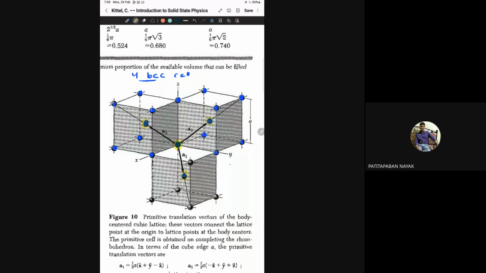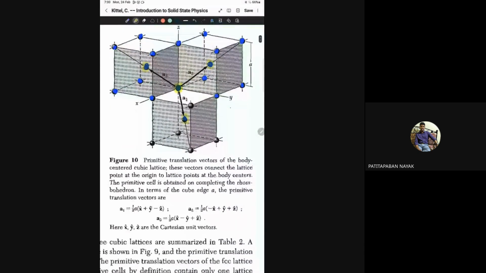That will create a primitive cell, because if you remember, a primitive cell is a cell where atoms exist only at the corners. So then this A1, A2 and A3 can be expressed like this, where x cap, y cap and z cap are the unit vectors along the x-axis, y-axis and z-axis.